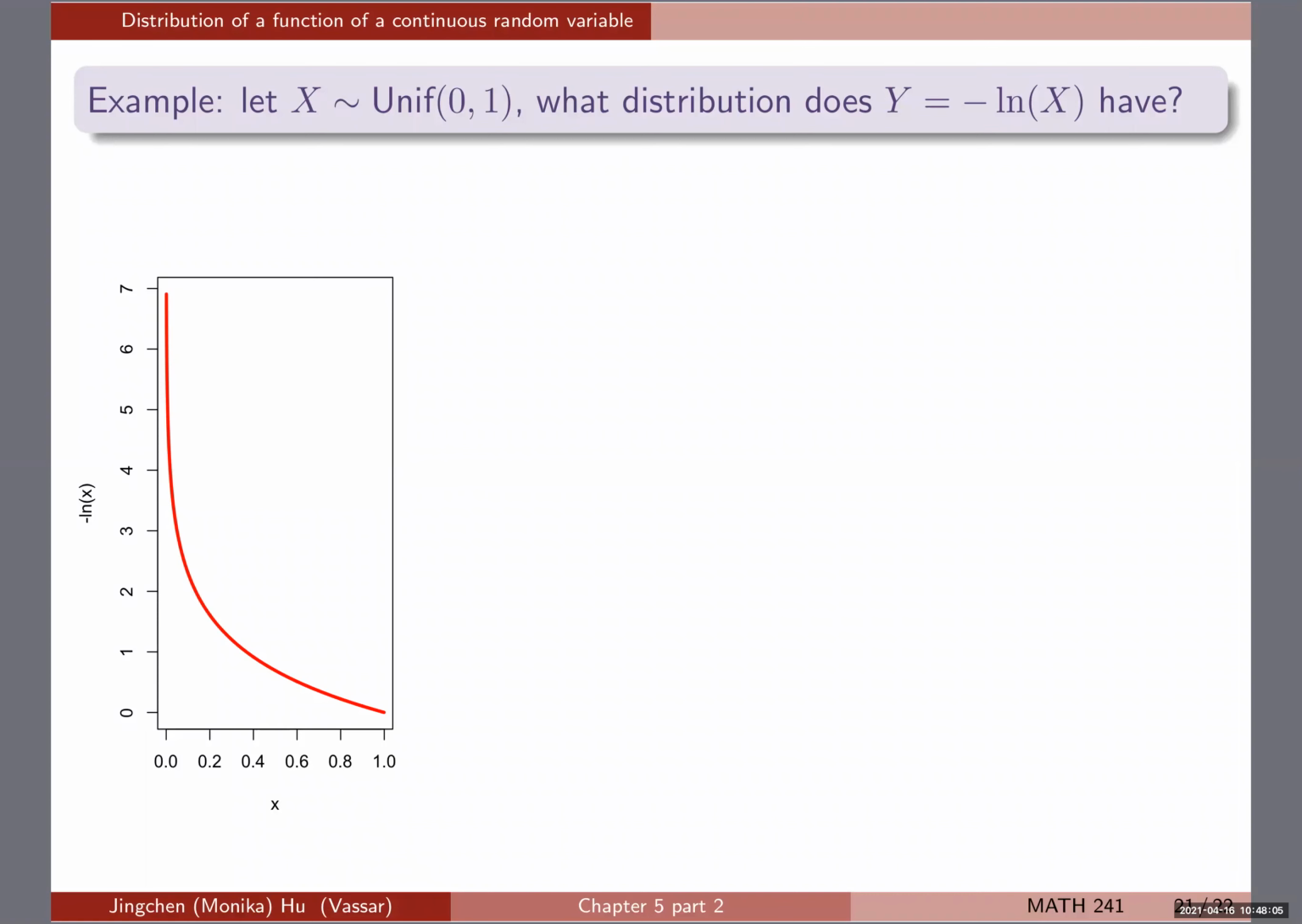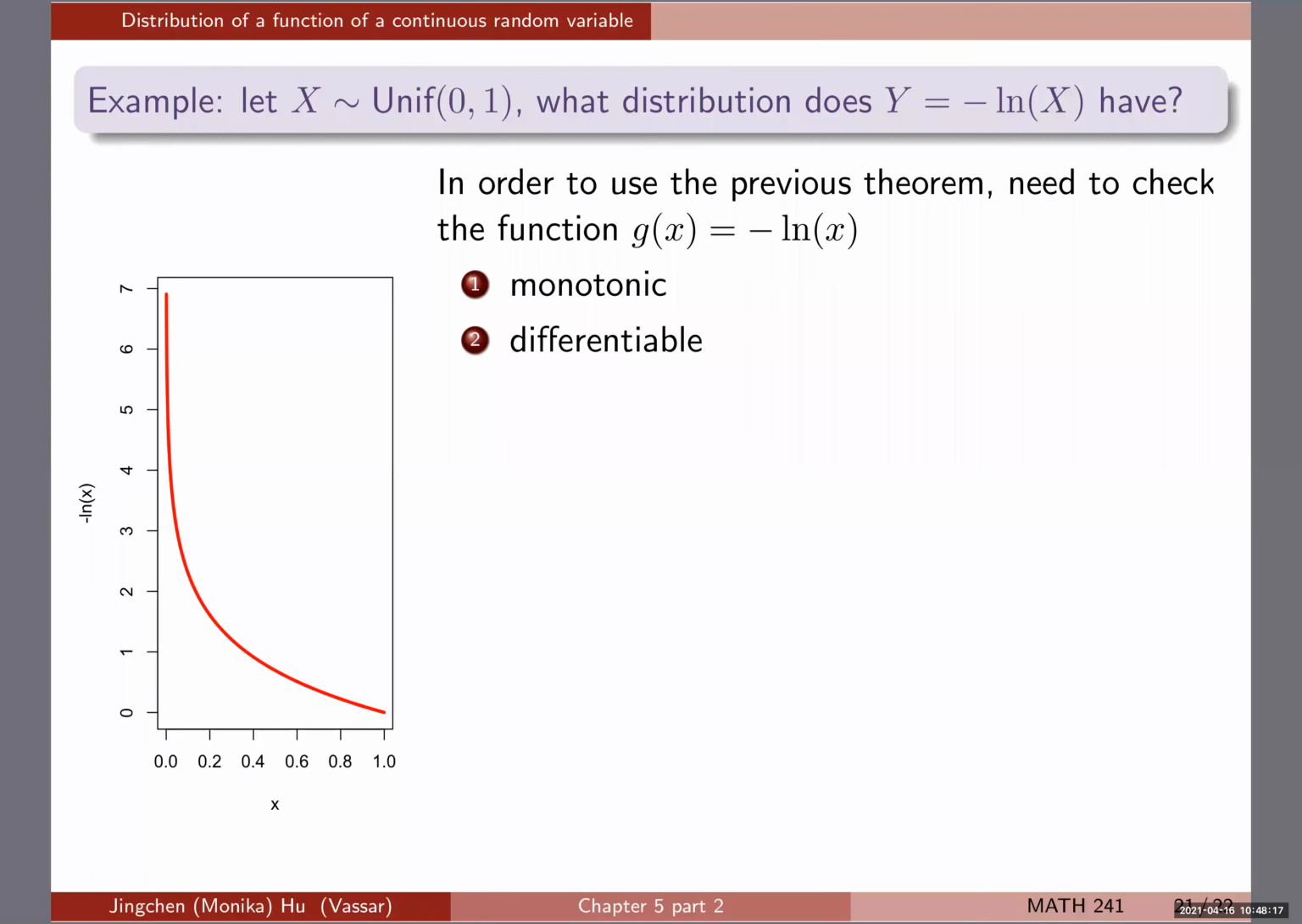Let X be uniform between 0 and 1. They're asking you about the distribution of Y equals negative ln X, just log x. In order to use the theorem, we need to check the conditions. Remember here g(x) is negative ln x, and on the left I'm showing you the g(x) function between 0 and 1, because we know that X is uniform between 0 and 1. If you look at this function, it is indeed monotonic decreasing and differentiable over the entire range.